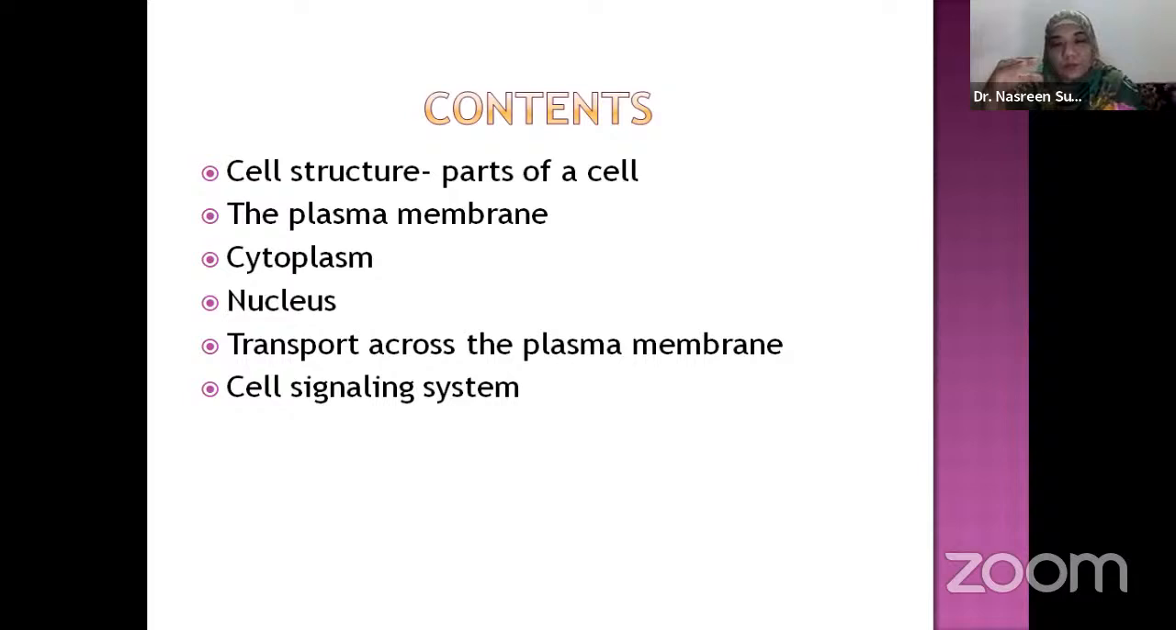So today, the contents we are going to see are, first, the cell structure and different parts of a cell. We might have drawn this diagram so many times, right? But still we are going to study it. Then the plasma membrane, then cytoplasm, then nucleus, then transport across the plasma membrane, how it occurs, and finally the cell signaling system.